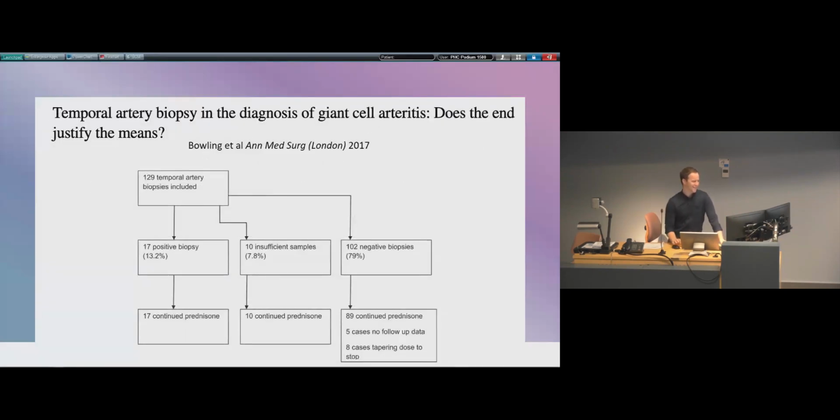How useful is it? What is the utility? So this was a study looking at about 130 biopsies and basically saw how it impacted treatment. 17 of those 130 were positive. They were continued on prednisone. 10 were insufficient, incomplete samples. They were also continued on prednisone. Of the 100 out of 130 biopsies that were negative, 90 of those continued on prednisone. So it is not a great rule-out test based on that sensitivity. And so certainly it raises the desire and the utility of improved sensitivity screening tests.